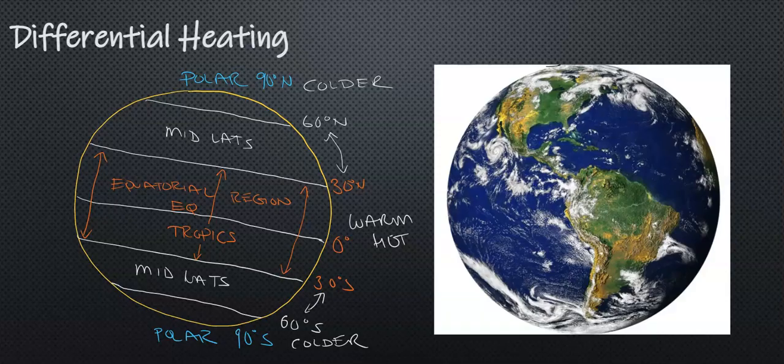So the key is to remember that the equator is hot, the poles are cold, because of the Earth's shape and because of the receiving of radiation from the sun in straight lines, or photons, and it being concentrated through different surface areas. So the equator is concentrated and the poles are spread out.